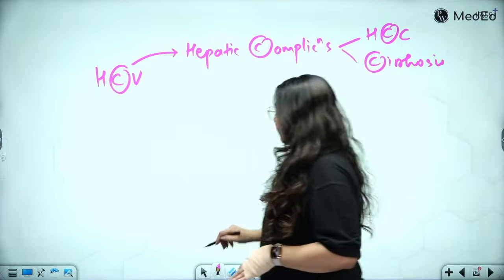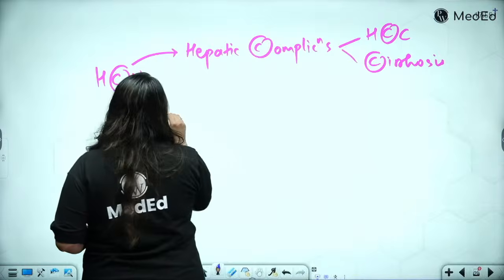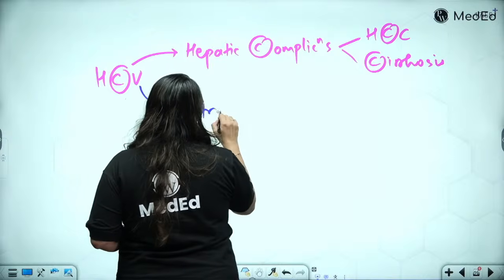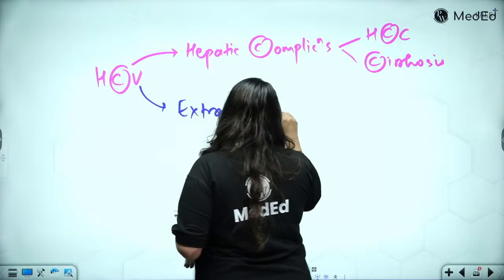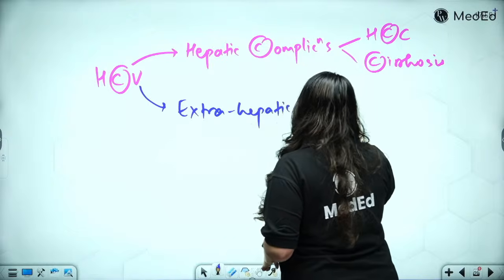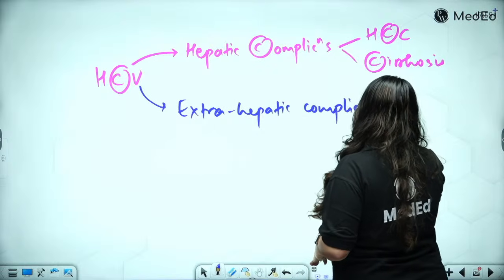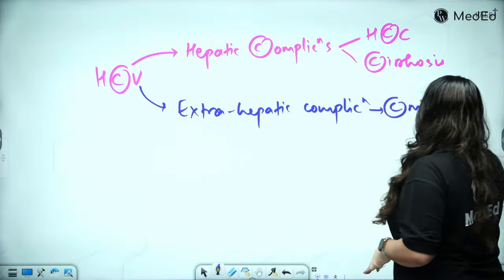Cirrhosis. Then of course it also has extrahepatic complications. What are extrahepatic complications? Those are the ones which are not in the liver but outside. So what is that? This is cryoglobulinemia.